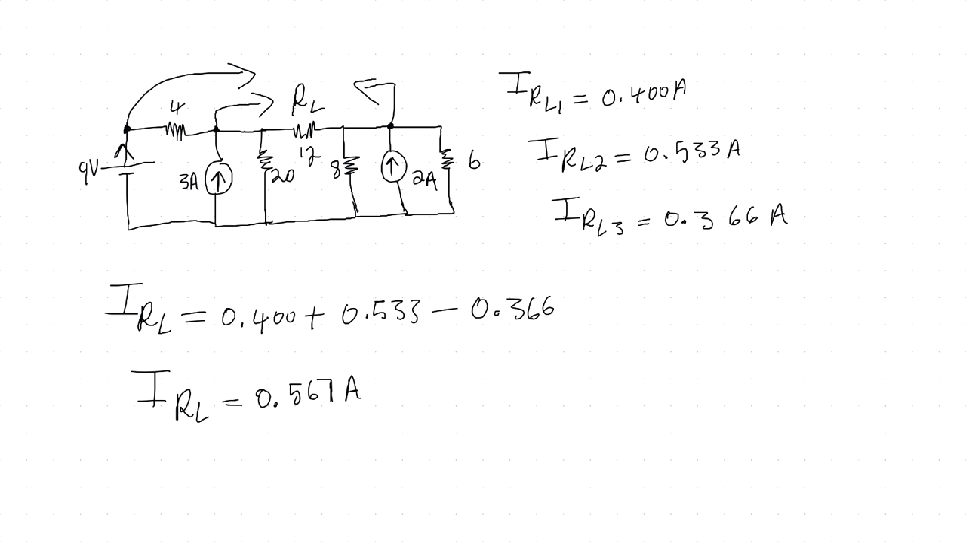Okay, so now let's apply Thevenin and Norton to get the current through our 12 ohm. So I'm going to add another page. Let's go to the new page. Oh, sorry, it's a voltage source.